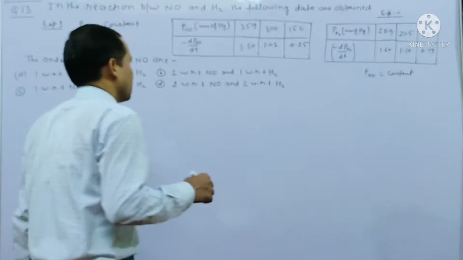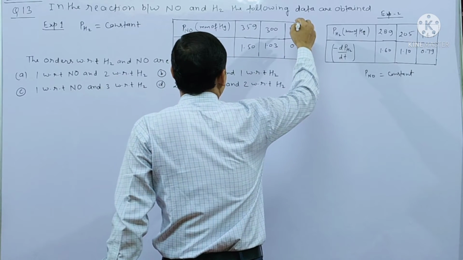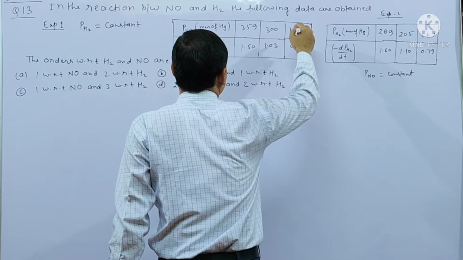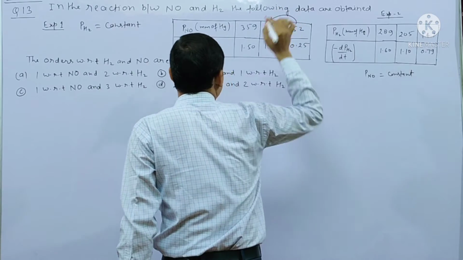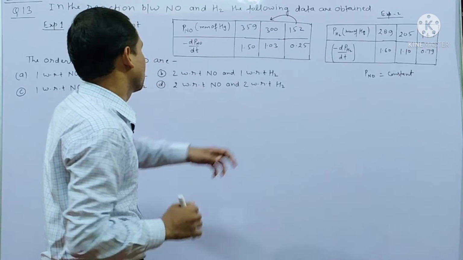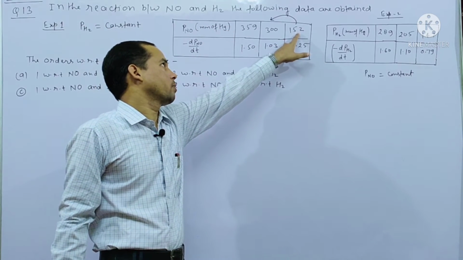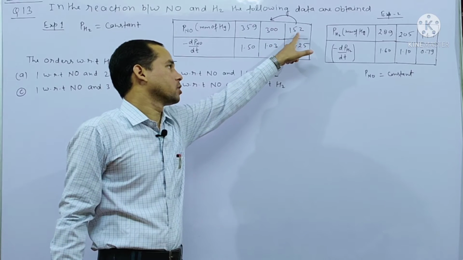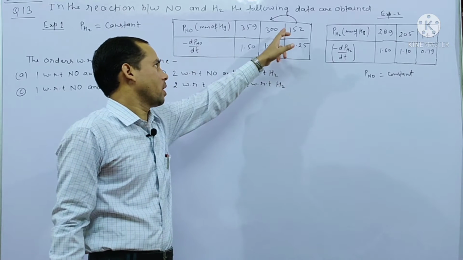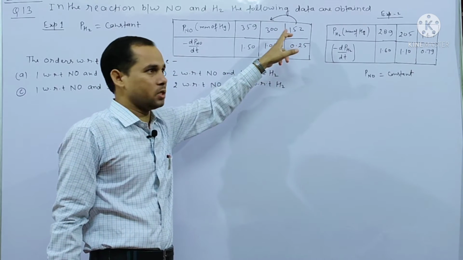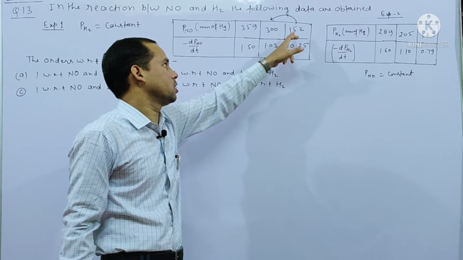Let's take these two observations. In the case of NO, if we go to these two experiments, we can see the pressure of NO is 152 mm of Hg and this is 300. This 300 is approximately double of 152.